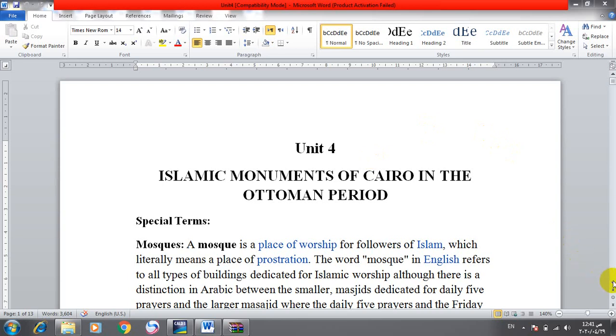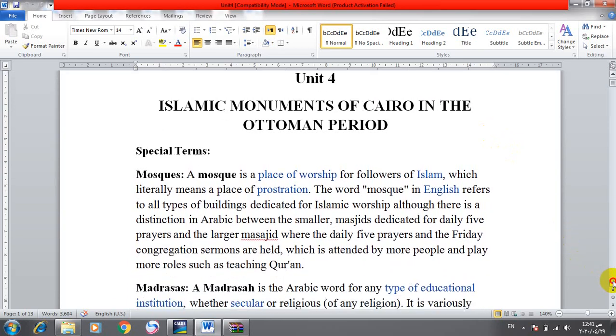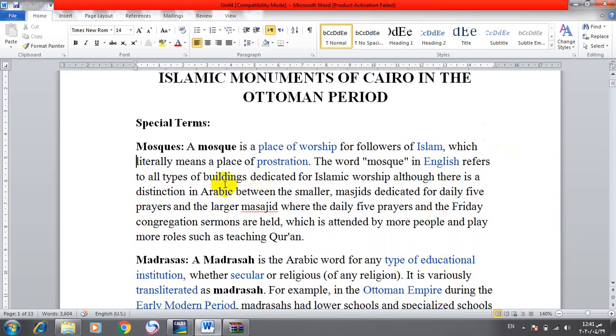We are going to start with the special terms, المصطلحات. عندي مصطلح الموسك، تعريف المسجد. قال لي is a place of worship، هو مكان للعبادة. For followers of Islam، للمسلمين يعني، أو الناس اللي هي بتتبع الديانة الإسلامية. Which literally means، بيعني حرفيا، a place of prostration، مكان للسجود. وممكن أكتفي بهذا التعريف لغاية النقطة، تمام؟ أو ممكن اللي عاوز يكمل بقى براحته.